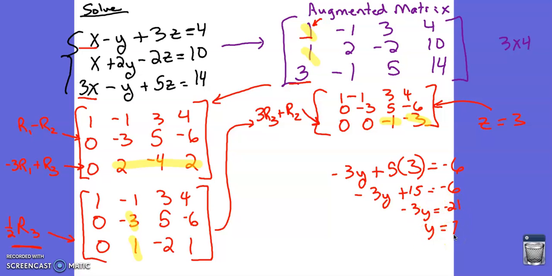And then back substitute that into the first equation, and then you can solve for x. So here you're going to have x equals 2. If you write it separately, x equals 2, y equals 7, and z equals 3. So 2, 7, 3 is my solution.